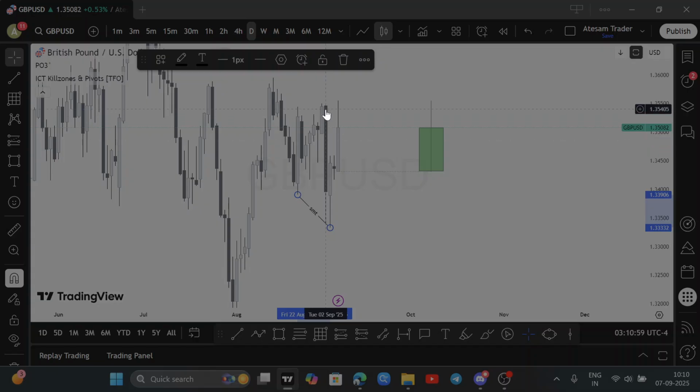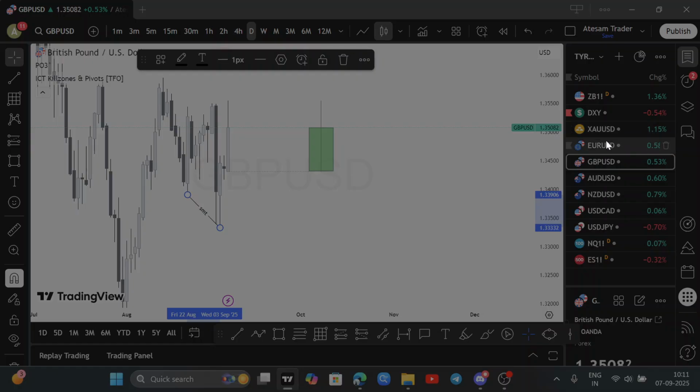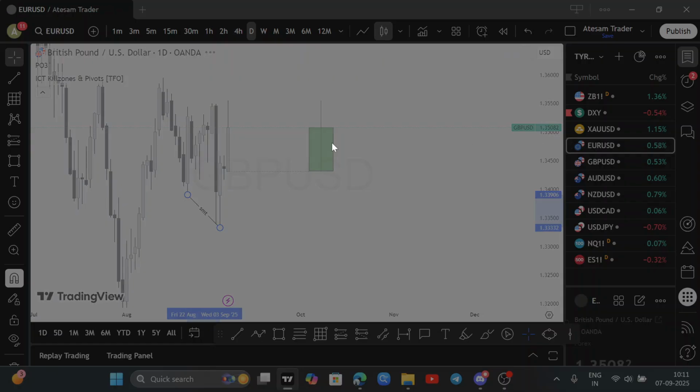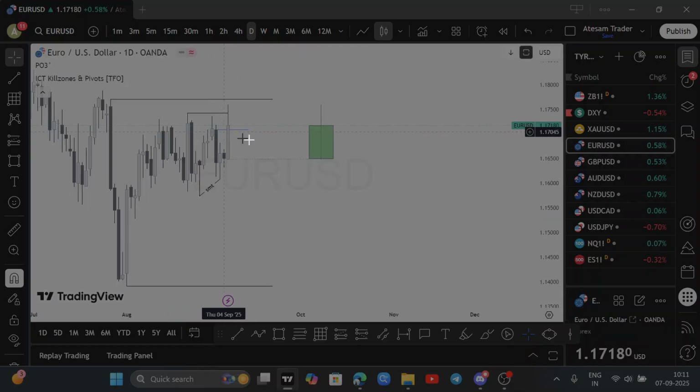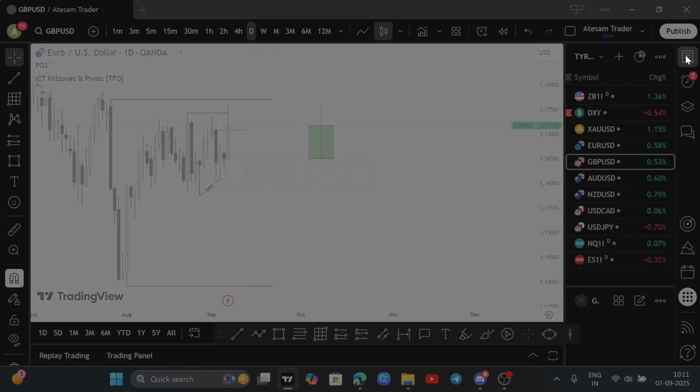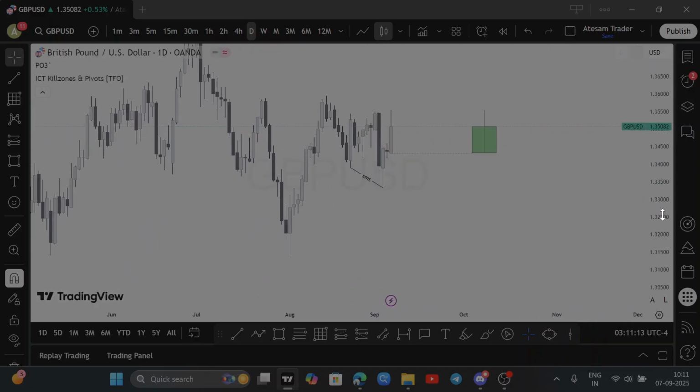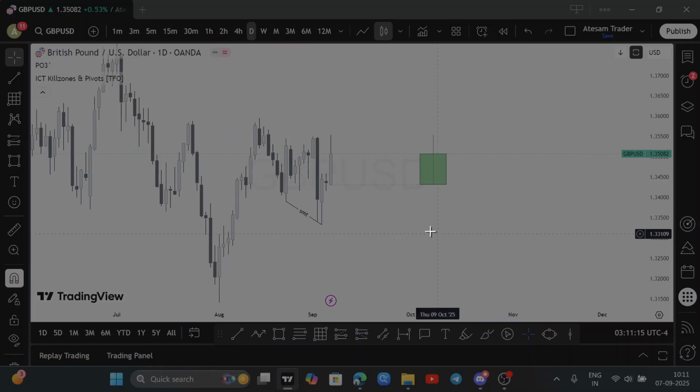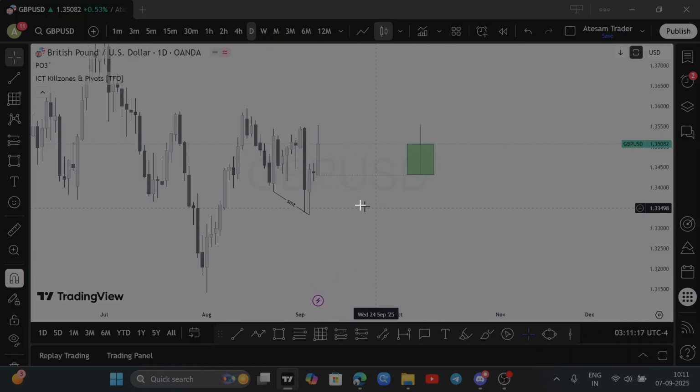Also, if you see, we closed above this candle on the Euro USD, but on the GBP USD we are failing. See, we closed above these highs. That means Euro is bullish. If Euro is bullish and we have the bias for long, we want to buy in the Euro, not in GBP, because this is a weaker asset.